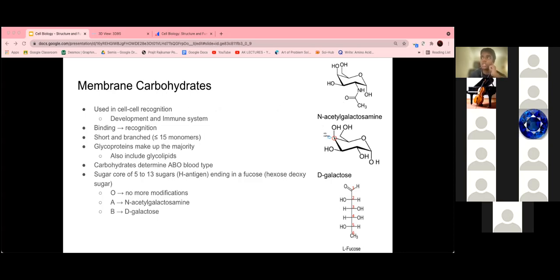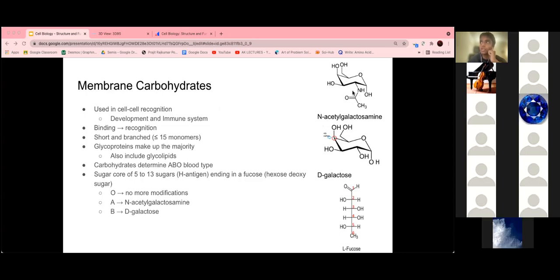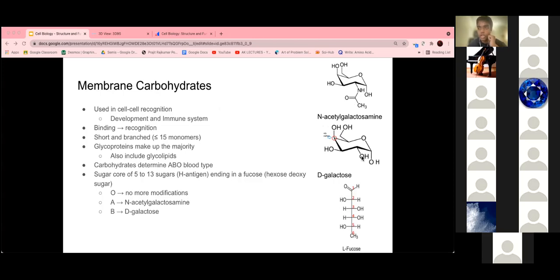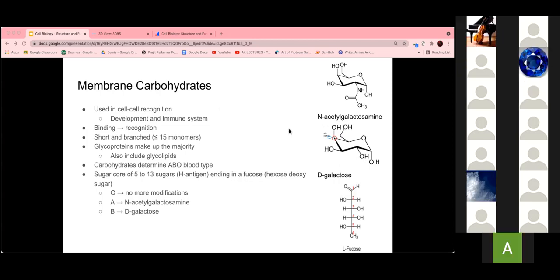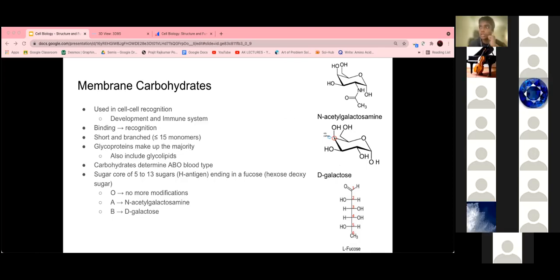Right here, you can see the structures of N-acetylgalactosamine, which is present in the A blood type, and D-galactose, which is present in the B blood type, at the end. The main reason that I included these structures is to emphasize how much a small difference in molecular structure can matter. You can see that both of these are almost identical, except for just one group at the end. That small difference causes a big change, as seen in how the A and B blood types are significantly different, to the point that the body will reject A or B blood types, depending on what blood type it is.